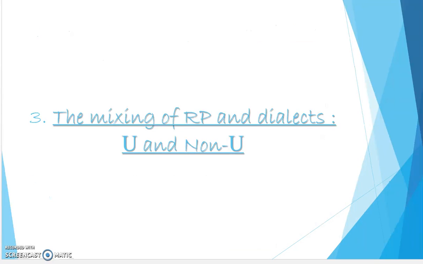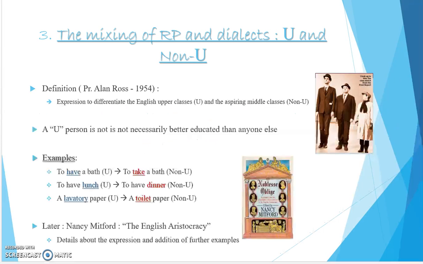Let's see now how dialects could spread again and mix with RP. This reappearance of dialect led to its mixing with RP. We call this the U and the non-U. We use this to differentiate the English upper classes, the U's, and the aspiring middle classes, the non-U's. Even though it does not mean that a U person should necessarily be more educated than someone else.